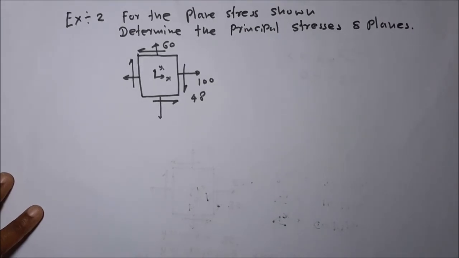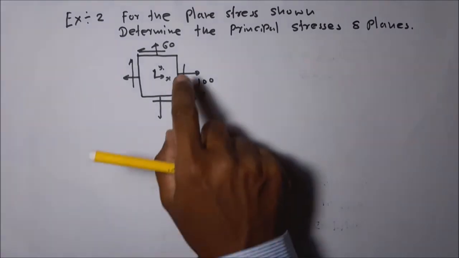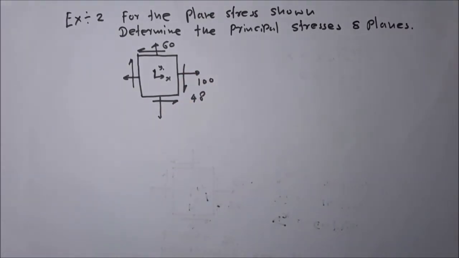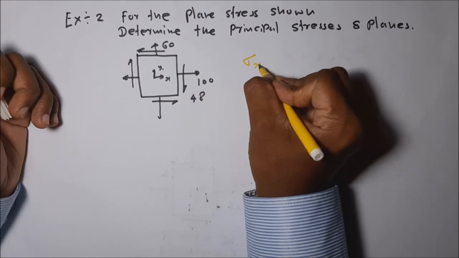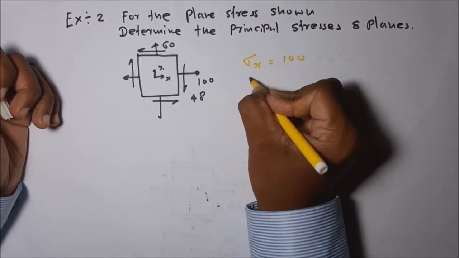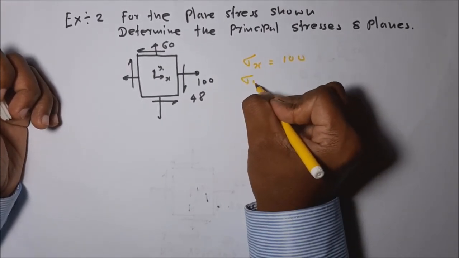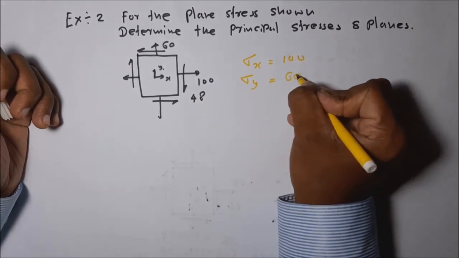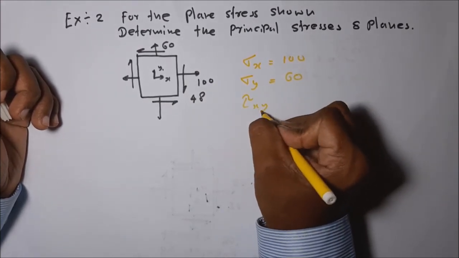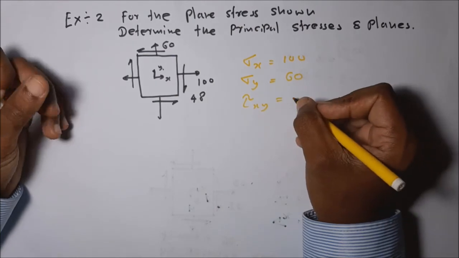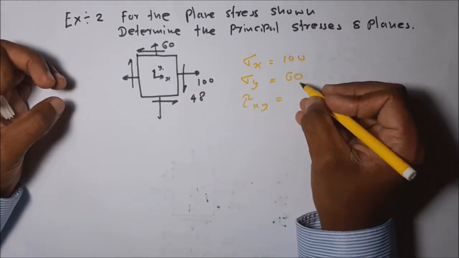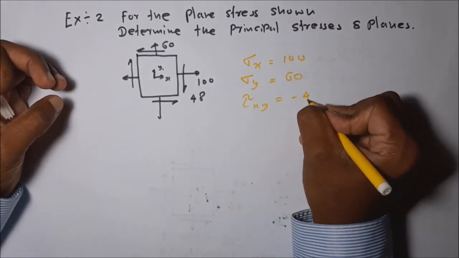Okay. Then next, example 2. For the plane stress shown, determine the principal stresses and planes. Okay, principal stresses and planes. Then you can see sigma x is equal to 100, sigma y is equal to 60, and tau xy is equal to, according to sign convention, minus 48.